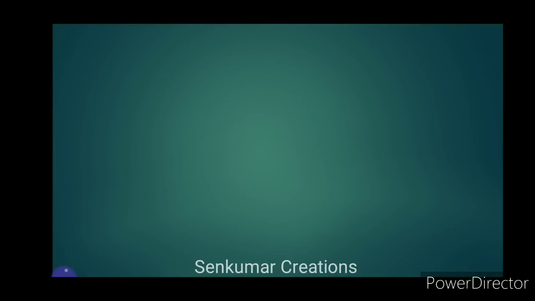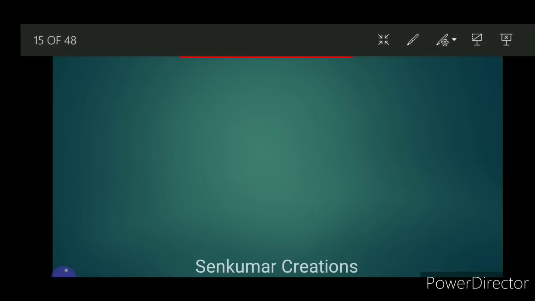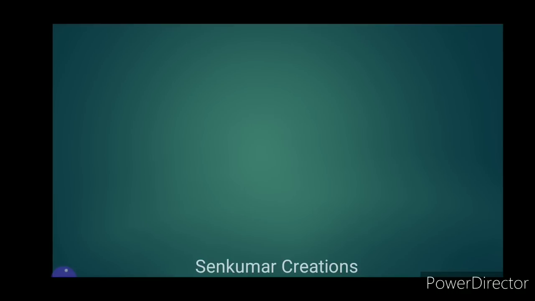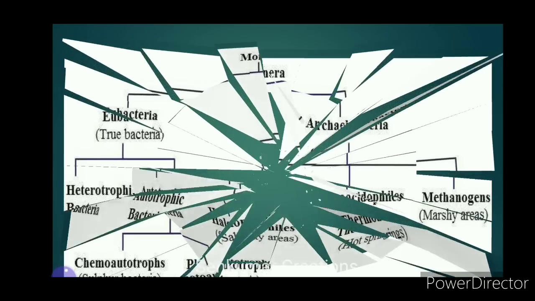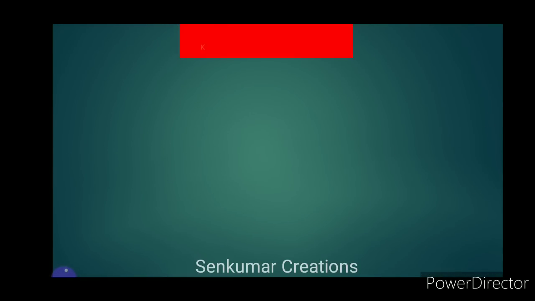And next we can see the kingdom Monera. We are going to see the kingdom Monera in detail. I told you in the previous slide, you can just check. Monerans can be classified into two groups, Eubacteria and Archaebacteria. This classification we are going to see for Monerans only. Okay, so see here the kingdom Monera.